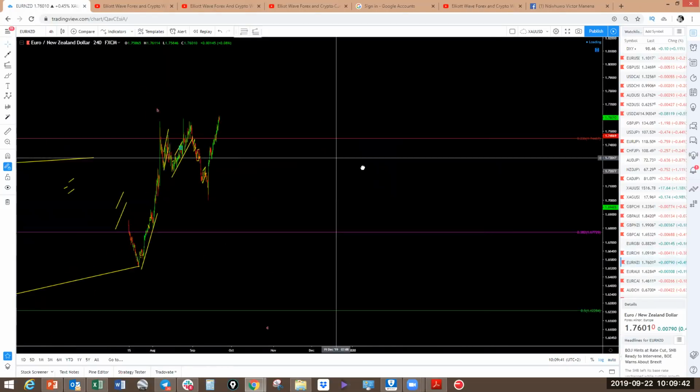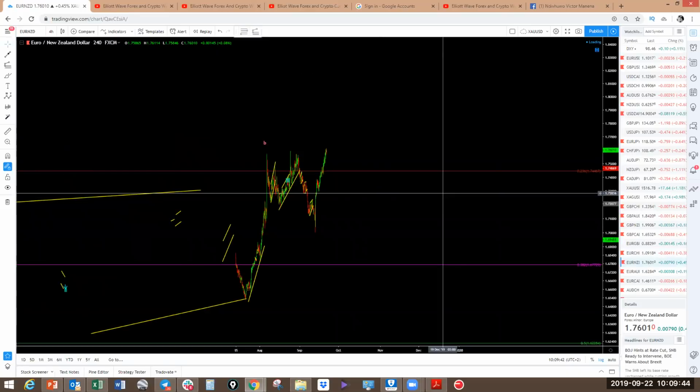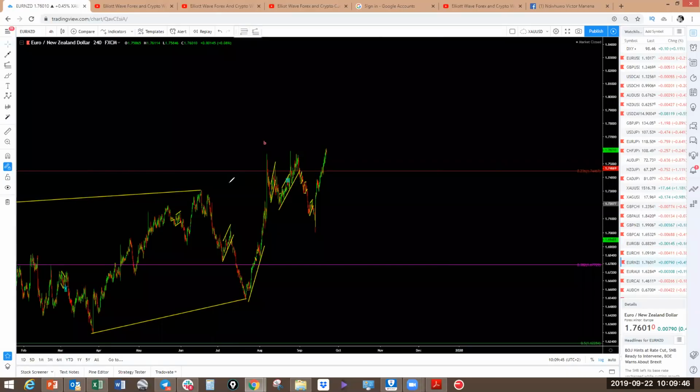Now Euro New Zealand, after the expanding flat, initially we were looking for this to go all the way down. We got the 700 pips here out of the 1,000 that we wanted, but then it kept pushing higher. That changed the outlook on this. That's why we traded this one to the downside to come to this level. And now we've been looking at this one to be pushing higher from the last couple of weeks. Now this one should break the top and continue higher. Then we should get a deeper corrective structure for further upside.